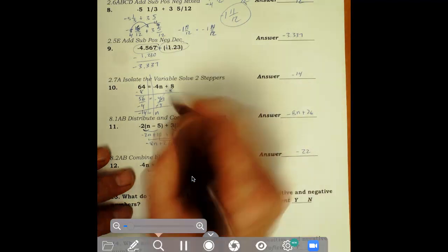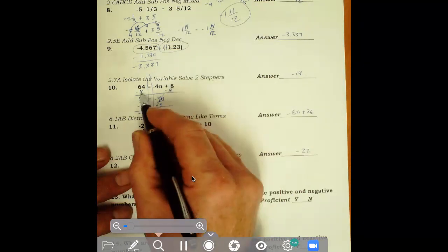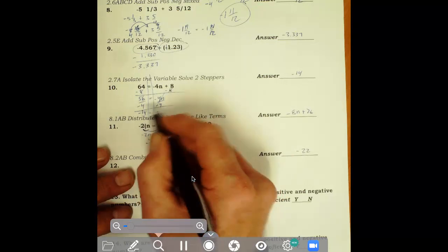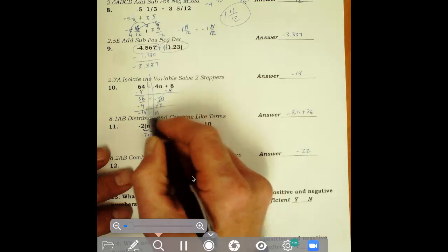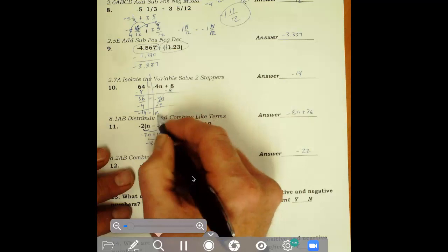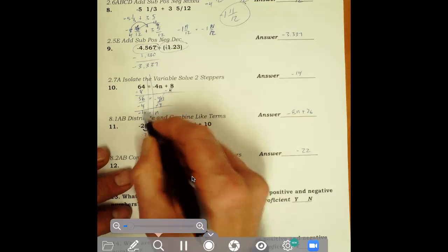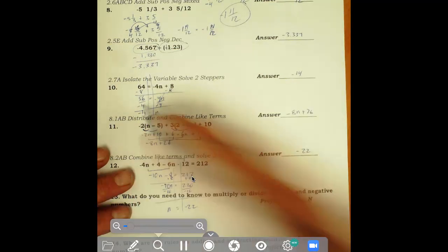This one here, another commonly missed question. Subtract 8 from both sides. It's a two-step equation. And then you got 56 equals a 4n, negative 4n. Divide by negative 4 on both sides. The negative 4s become a positive 1n. 56 divided by 4 is 14. It's a negative. So it's a negative 14 because it's a positive divided by a negative.